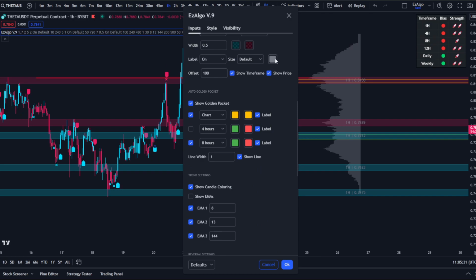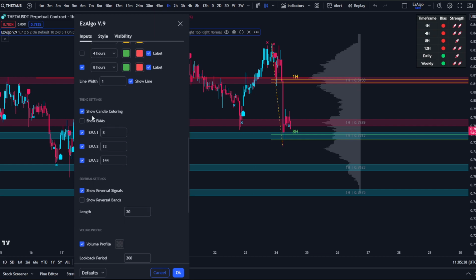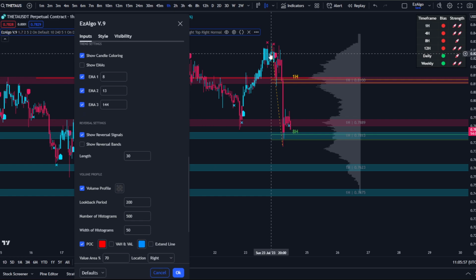All right, below that, we have the auto golden pocket. We have this very nice sleek label here. None of this code has changed. Below that, we have the candle coloring and the EMAs. Now we've actually removed the trend ribbon. Reason being is that we already have the easy oscillator, which is a more accurate trend ribbon. So we're not going to have the easy oscillator and the trend ribbon on the chart. There's really no need. It just kind of clutters the chart. Doesn't look as nice. So we've removed the trend ribbon, still kept the EMAs. Obviously, we have those reversal signals, right? Reversal buy, reversal sell. We have the reversal band still as well.